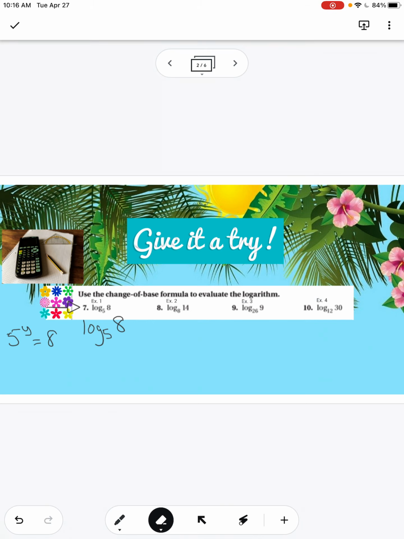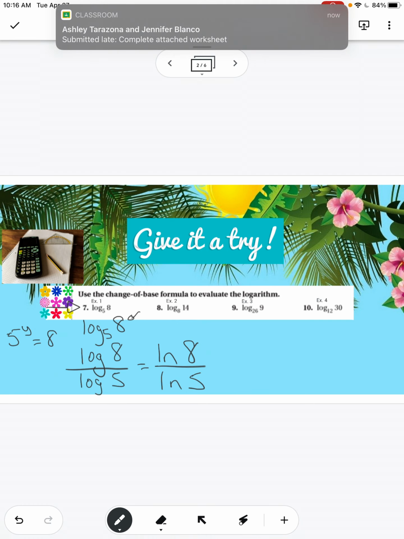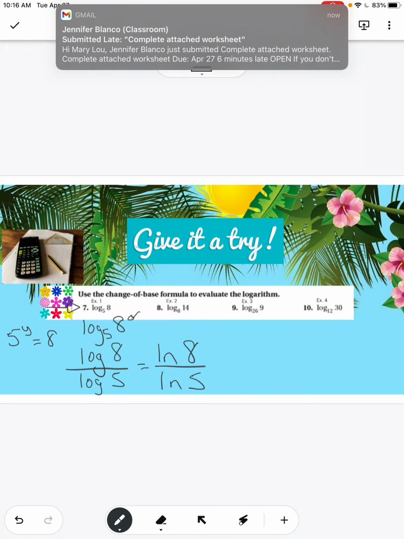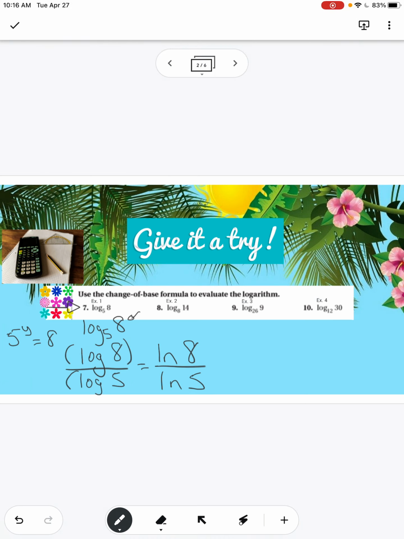So what we do instead is we use the change of base, which says to do the common log of the number over the common log of the base. This is equivalent to doing natural log of the number over the natural log of the base. So this is what change of base means. Now when you put this in your calculator, you got to make sure you put these in parentheses, or else it might give you an incorrect answer. Also, another way, just so you remember, is to always put the base in the denominator.